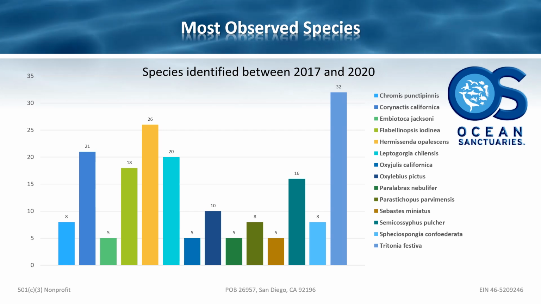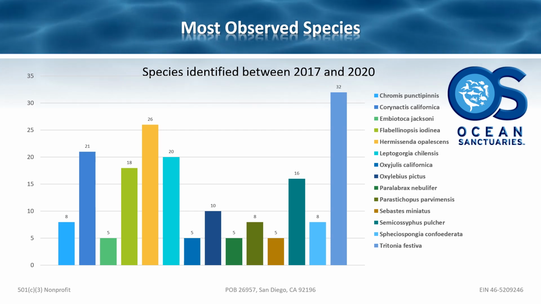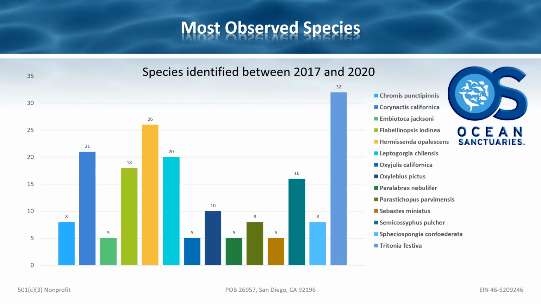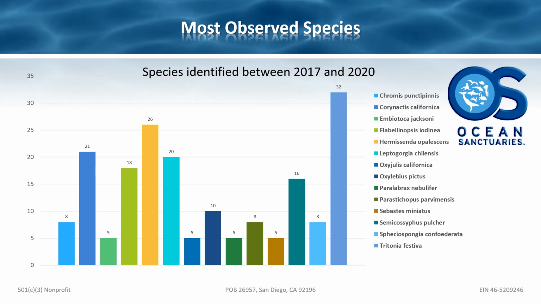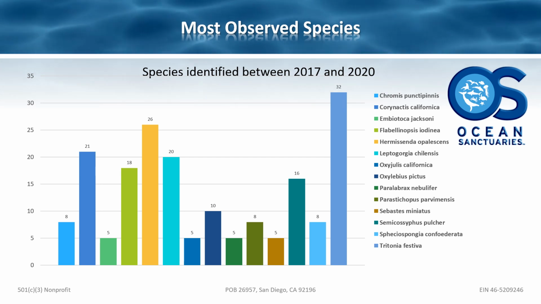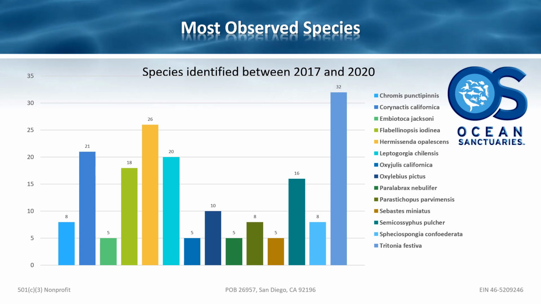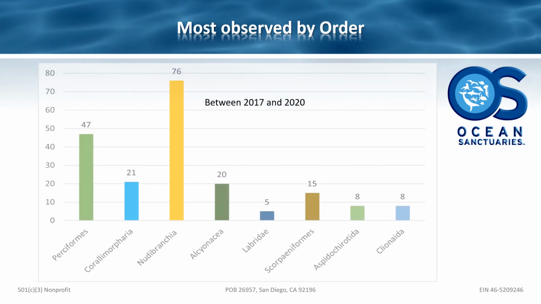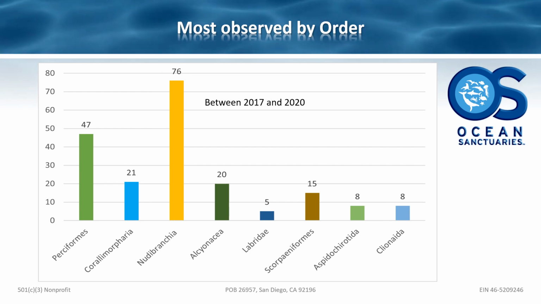Here you can see the top 14 species observed between 2017 and 2020. Again, the observation and project bias are most likely skewing the data. The most observed species break down into the following orders.